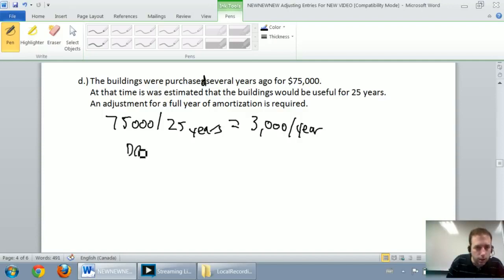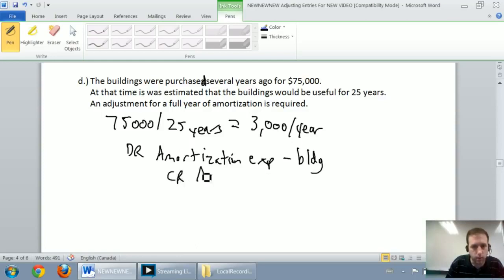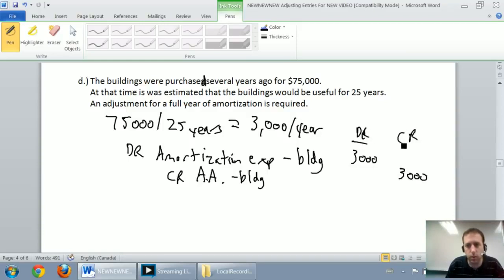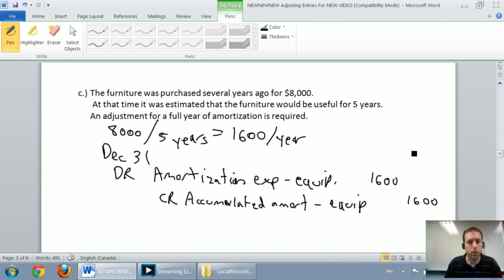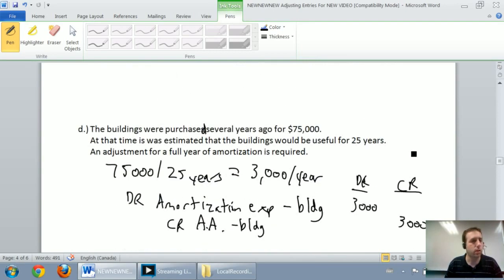So debit amortization expense on the building, and we're going to credit, I'm going to use a bit of shorthand here, accumulated amortization on the building for $3,000. And again, my debit's on the left, and of course my credit is on the right. So far so good. We're through A through D. We've done a couple of prepaids. We've also done a couple of amortization entries. Let's carry on to E.